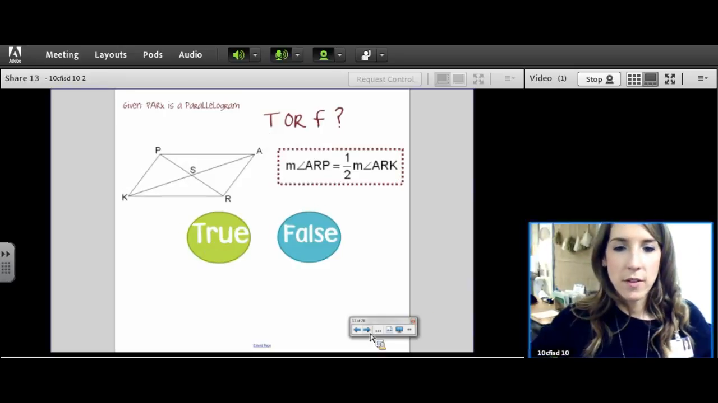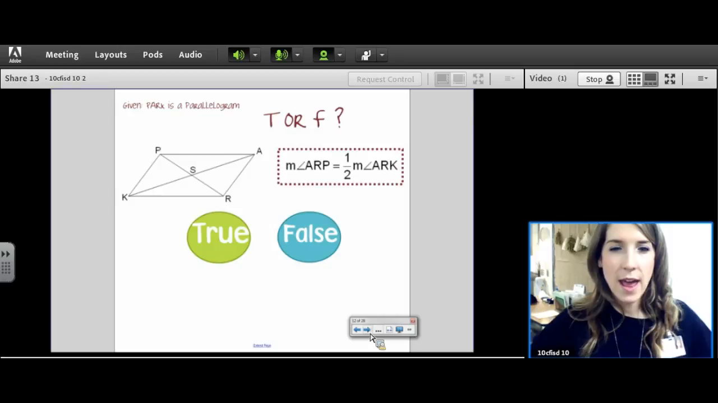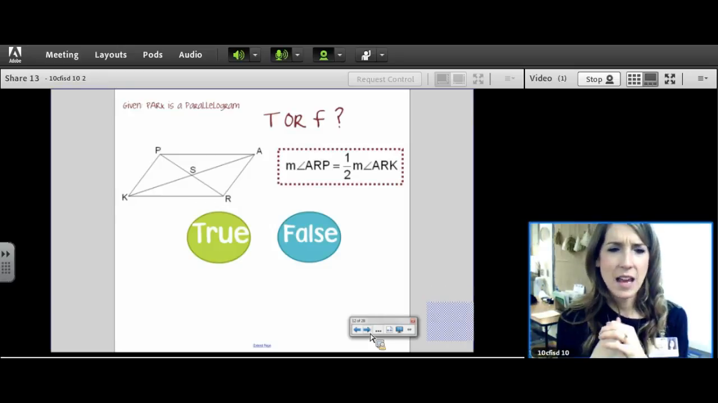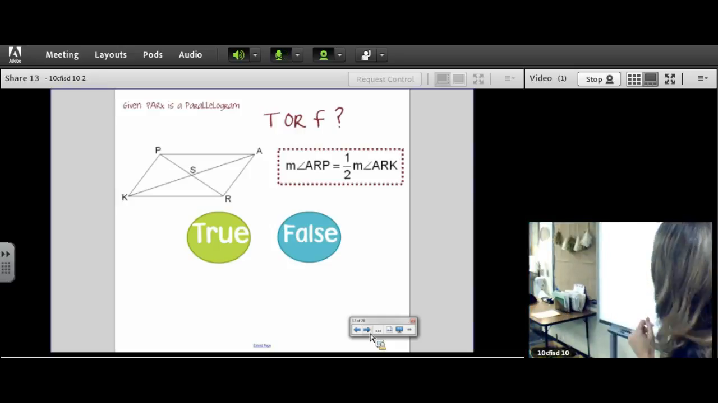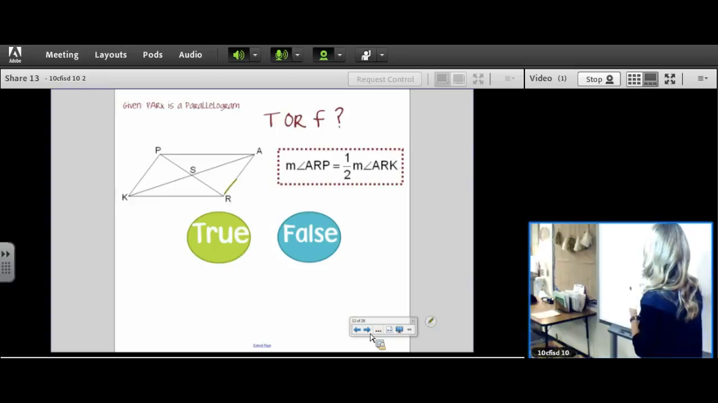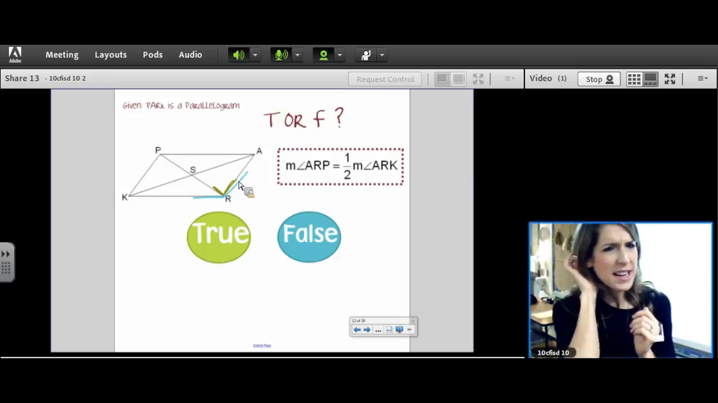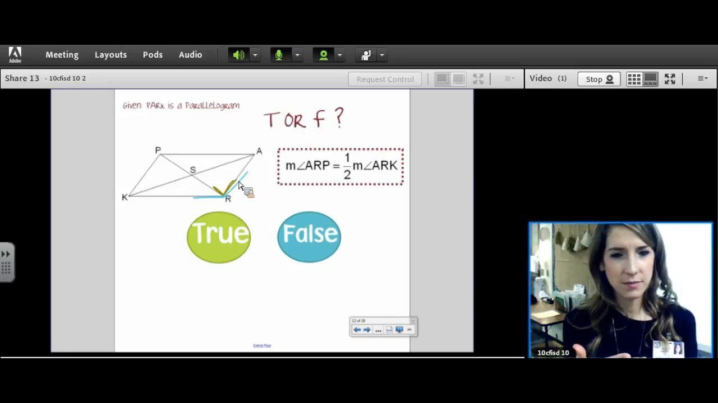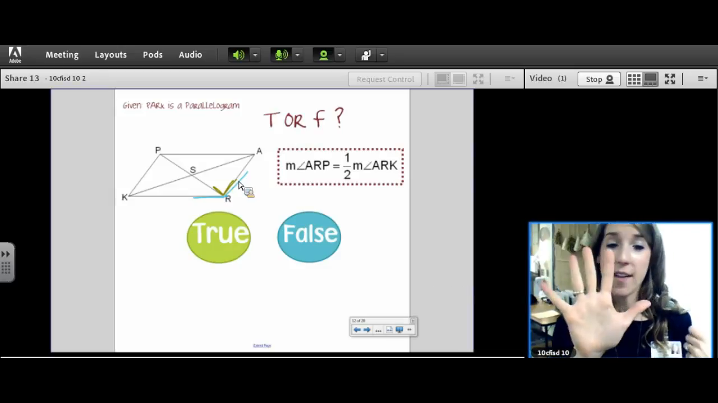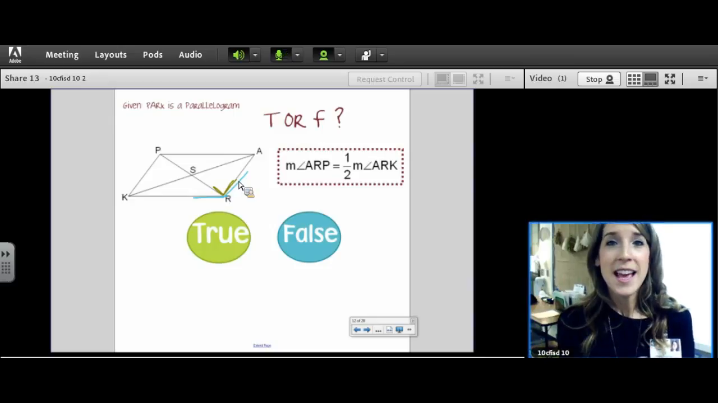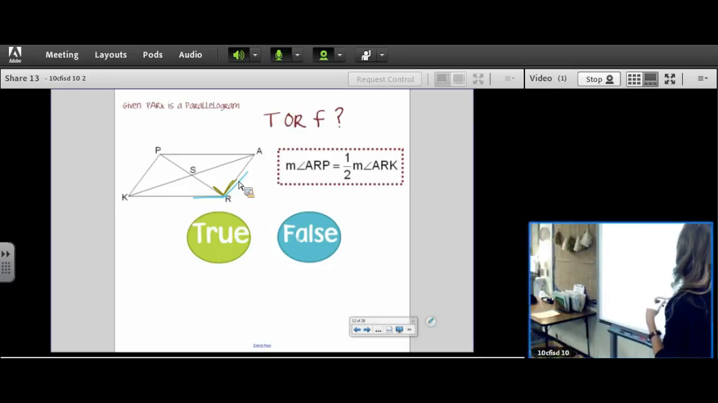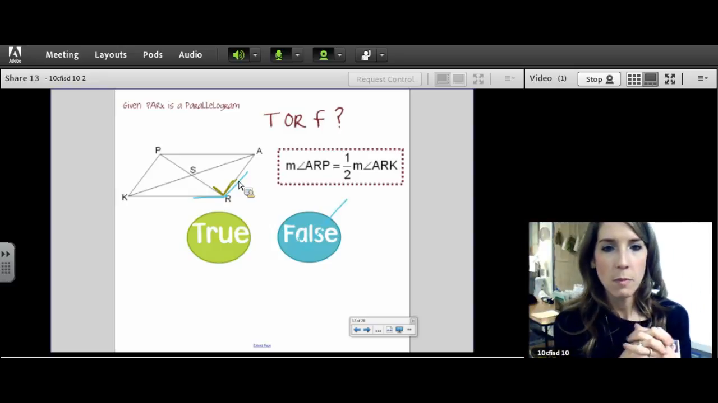Cool. Measure of angle ARP is equal to 1/2 the measure of angle ARK. So what is that statement saying? It's saying this angle is half of this angle. So we're trying to decide, did the diagonals bisect the angles? Is that a property? That's not a property. There's only 5, guys, of a parallelogram. There's only 5 properties, and diagonals bisecting the angles is not one of the properties. So nope, can't assume that, so that one is false. PR does not necessarily bisect angle ARK.